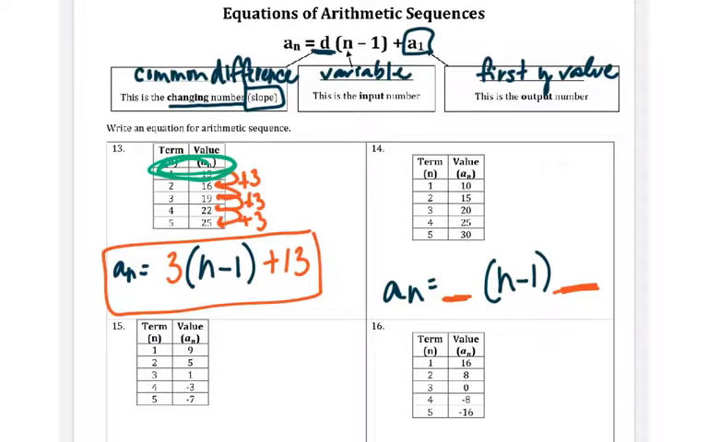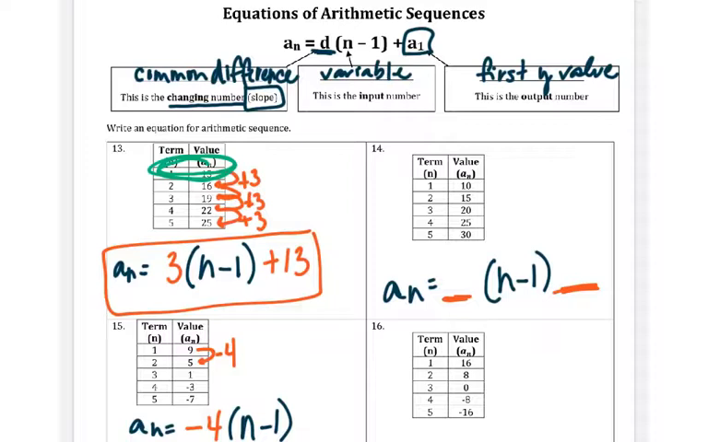Let's try another one together, number 15. I'm writing the equation of the sequence. So first I need the changing number, the common difference, also called the slope, if we were doing this from a regular linear equation. So from a 9 to a 5, we are subtracting 4. So I'm going to put minus 4. My variable n just gets to stay in the equation, n minus 1.